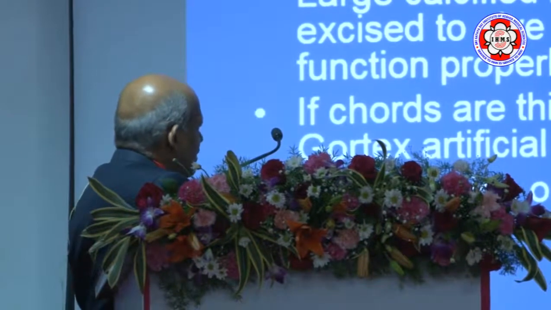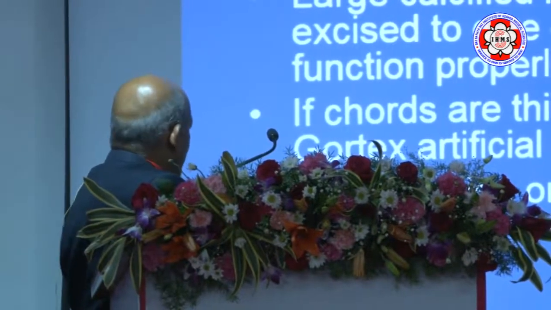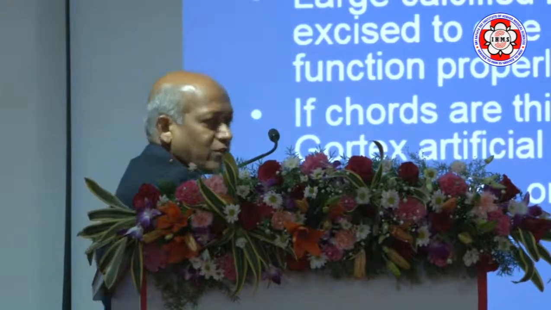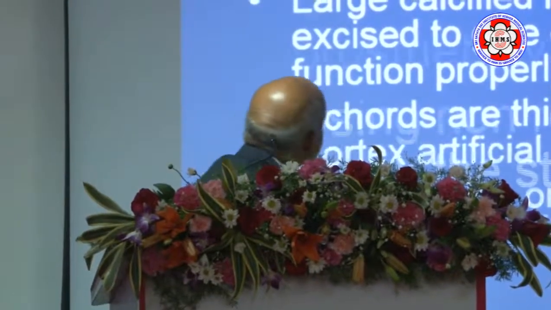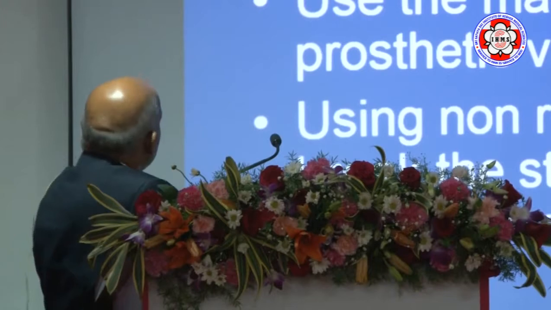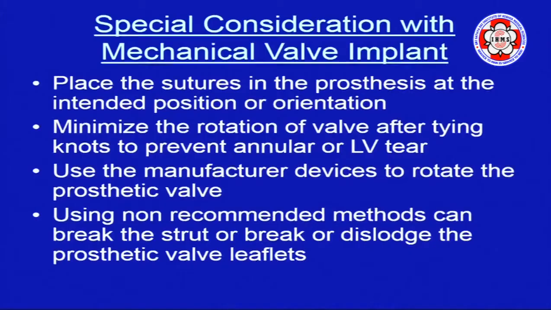Again, non-eversion or supra-annular placement of the valve when you have a calcified posterior annulus. Again, place the sutures in the prosthesis at the intended position or orientation. It's a very simple concept. You put the sutures in the annulus and you put them randomly into the prosthesis sewing ring. Once you seat the valve, try to rotate the valve. That's where you sometimes cause disruption of the annulus or tear in the LV wall.